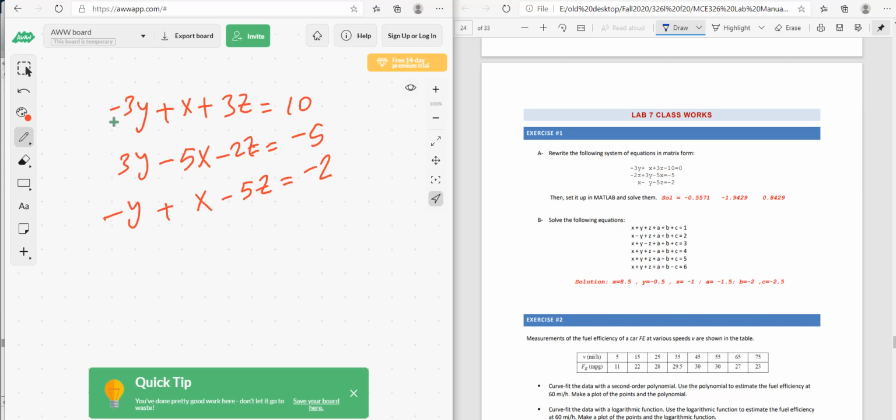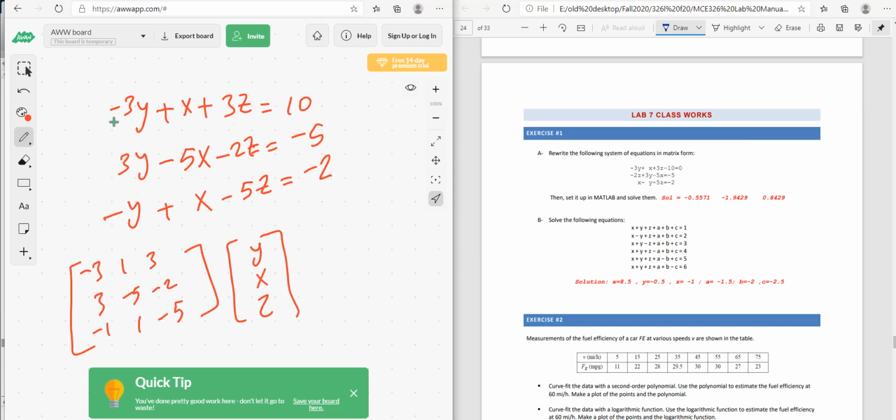So the equations are, as you see now, coefficients minus 3, 1, 3, 3, minus 5, minus 2, minus 1, 1, minus 5. This should be multiplied by the first value y, second x, third z, equal to 10, minus 5, minus 2. This is the matrix form.